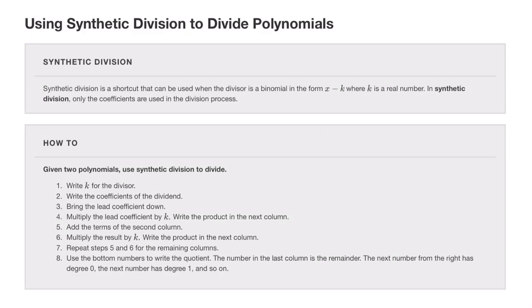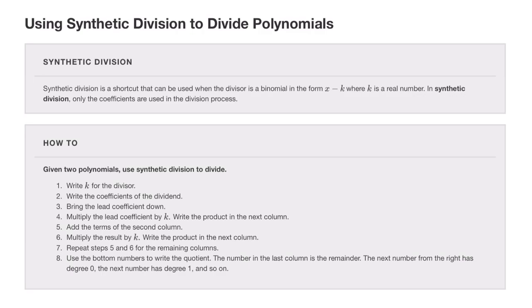All right, so let me give my own synopsis of synthetic division before we go through this. Synthetic division is a shorthand way of doing polynomial long division. I'm under the impression that we can use it whenever we're dividing by a linear binomial. Binomial meaning 2 terms, linear meaning the highest power is 1. So it's a shortcut that can be used when the divisor is a binomial in the form of x minus k, where k is a real number. In synthetic division, only the coefficients are used in the division process.